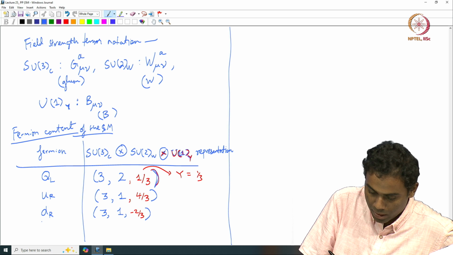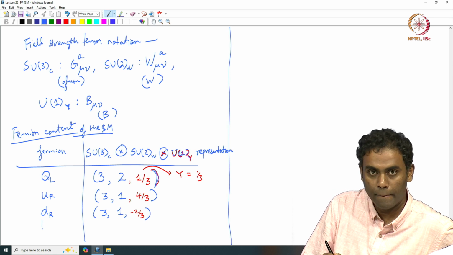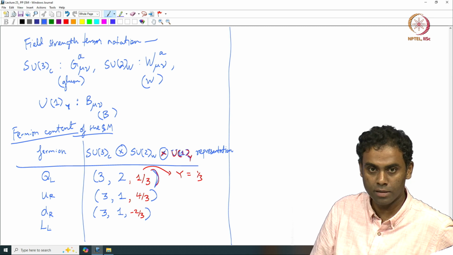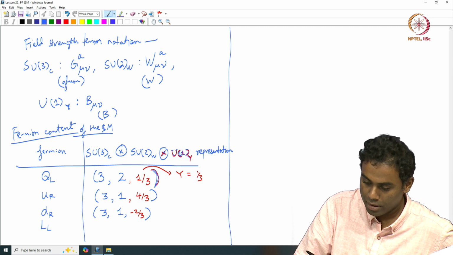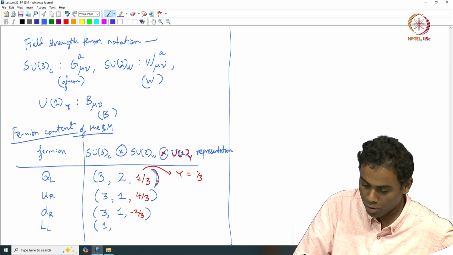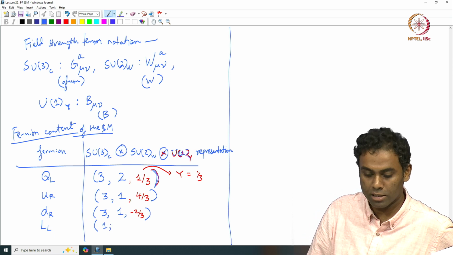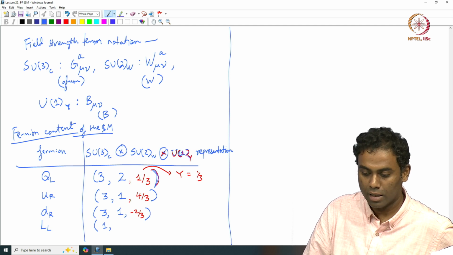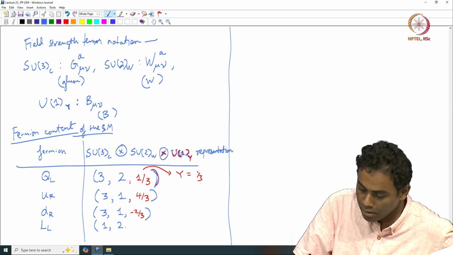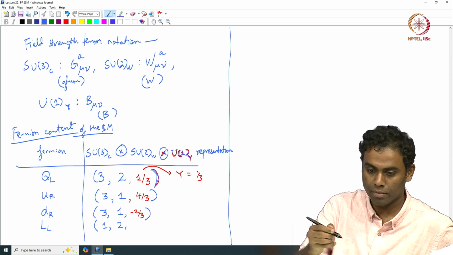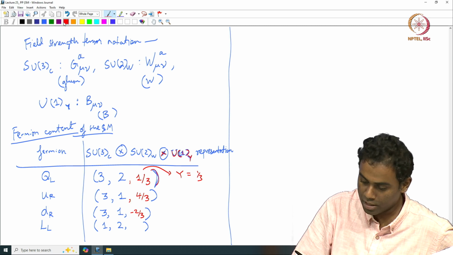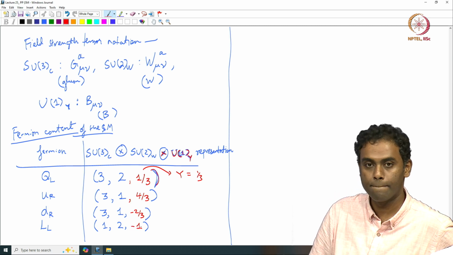Next, what other fermions do I have? So I have leptons, right? So is the lepton charged under SU(3)? Of course not. That's exactly what makes it a lepton. But since I have given it a subscript L, it means it's a left-handed object, and that should mean it's a doublet under SU(2), and I'm going to give it a hypercharge of -1.